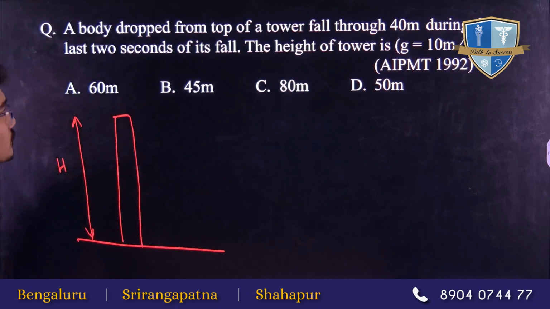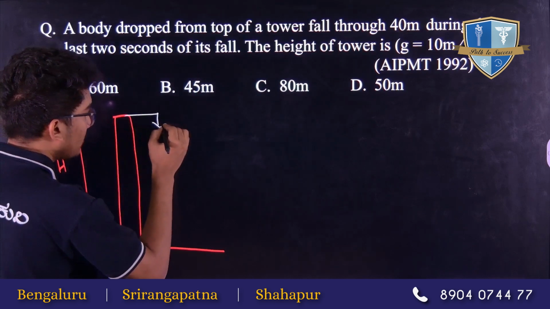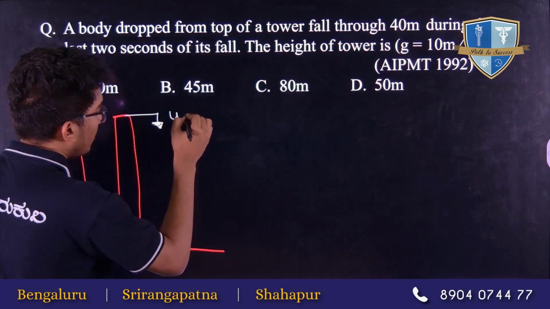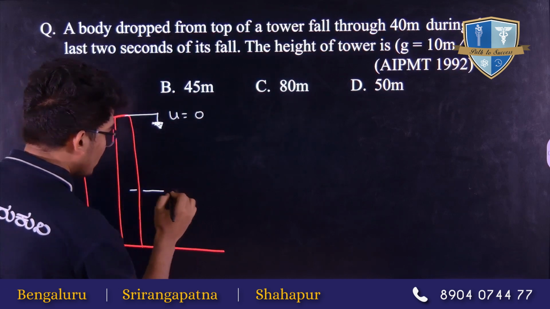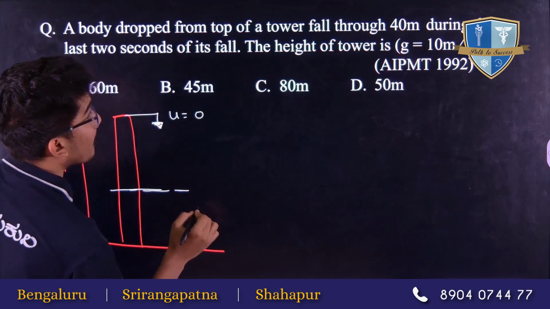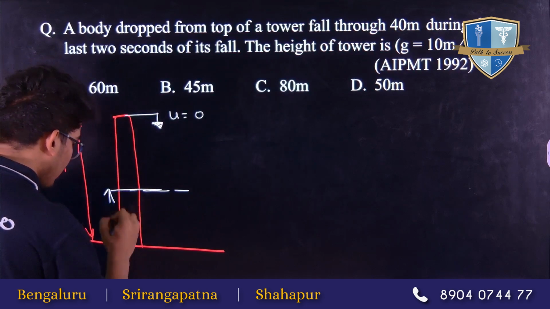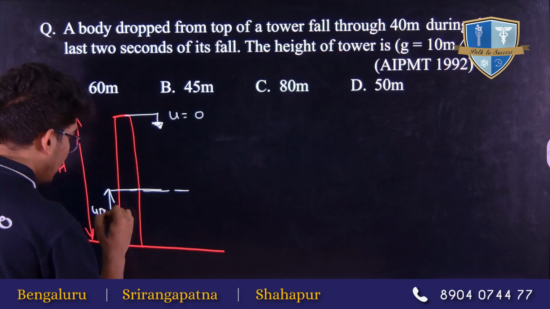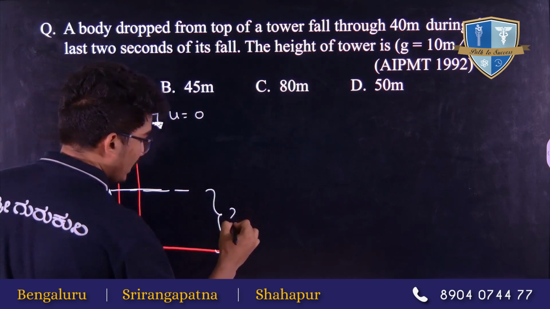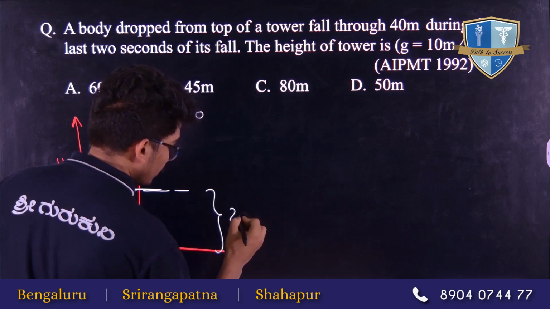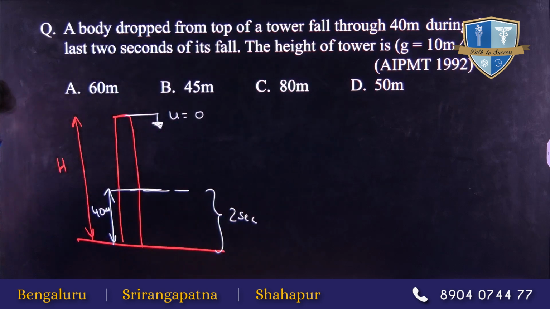Okay. So a body has been dropped, means initial velocity is 0. And in last 2 seconds, let's suppose it traveled this distance. What is the question? It is traveling 40 meters in last 2 seconds. So this interval is 2 seconds. Correct? Now what will be the height of the tower?